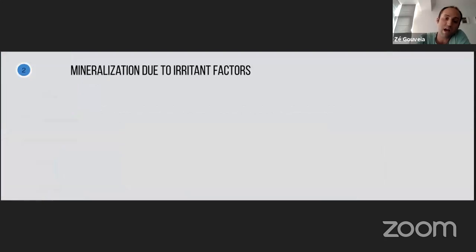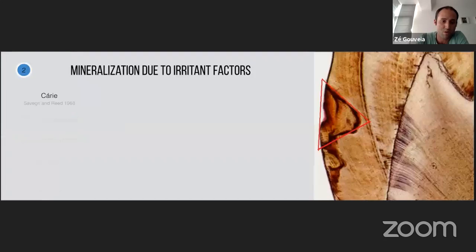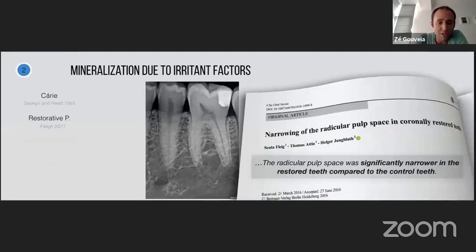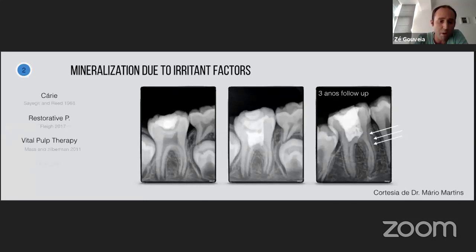On top of that, our teeth are constantly, through life, submitted to several aggressions that accelerate this deposition of secondary dentin or induce the formation of tertiary dentin. Examples of those aggressions are caries, restorative procedures, and vital pulp treatment. It can be responsible for a pulp canal obliteration, as seen on this pulpotomy done by Mário Martins.